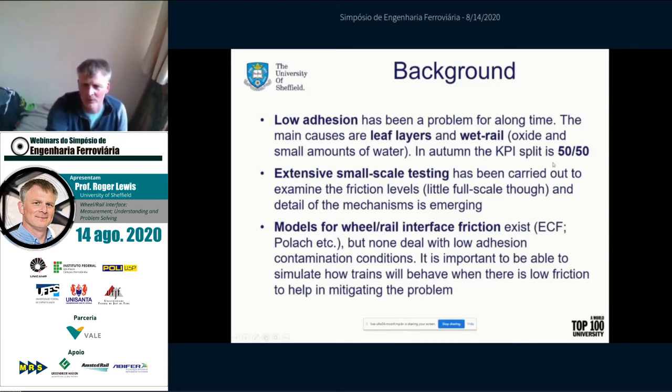In autumn, the causes of incidents like signals passed at danger or station overruns split about 50-50 between leaves and wet rail. But obviously, wet rail can occur all year round, so it's actually a bigger problem. It just gets a little less media exposure.